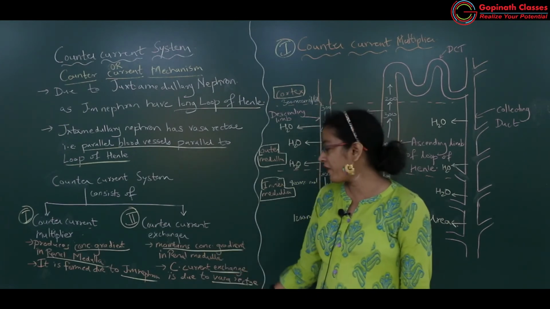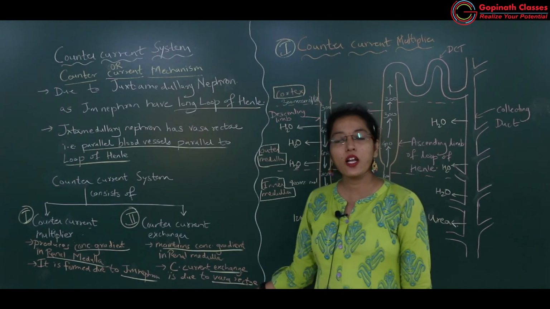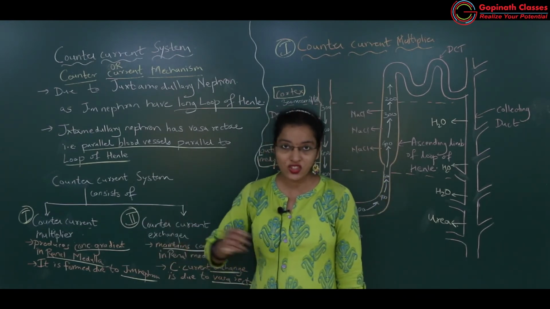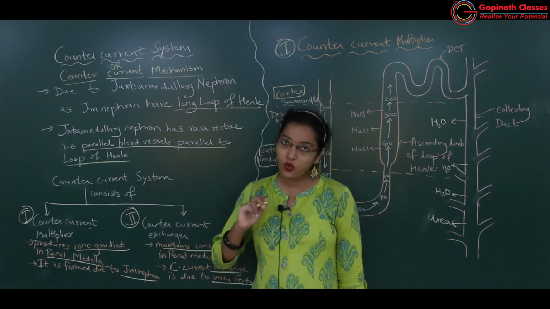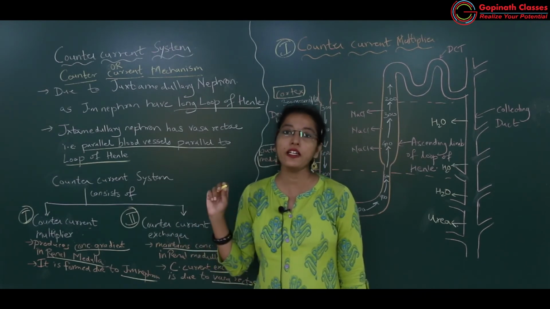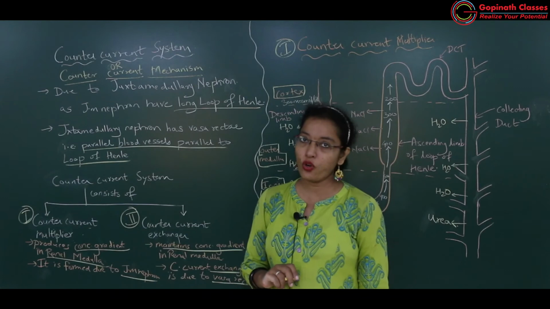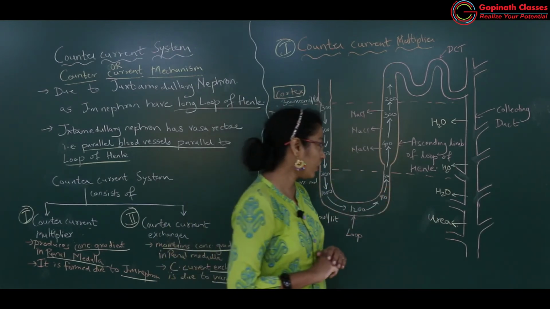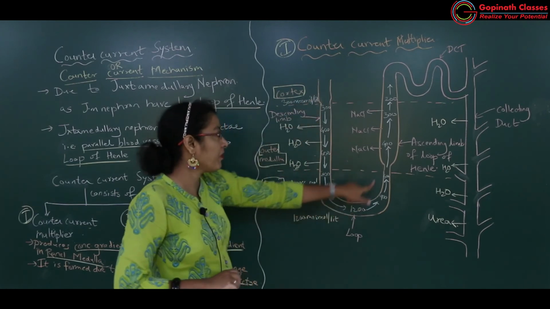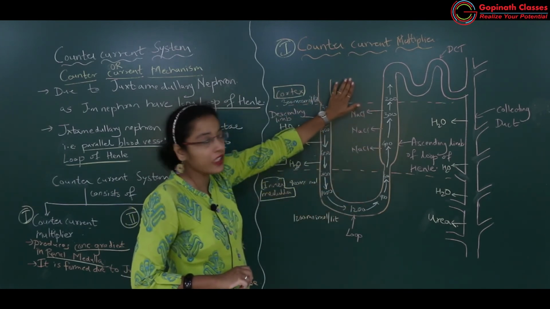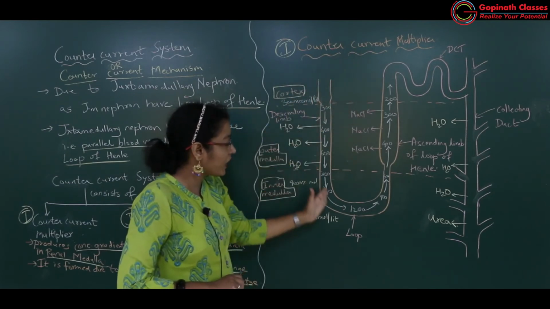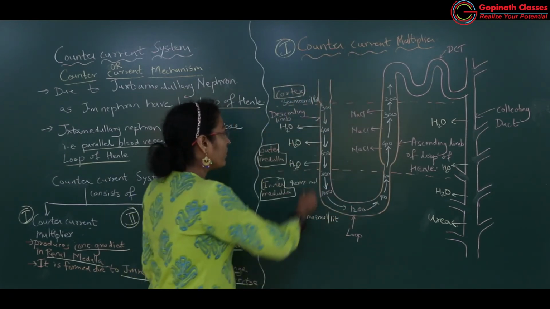That's why vasa recti is known as counter current exchanger, because it is exchanging ions between blood and nephric filtrate of the limbs of loop of Henle. Okay, got it? So look at this diagram. This diagram is indicating counter current multiplication. Counter current multiplication में मैंने क्या बोला था आपको?